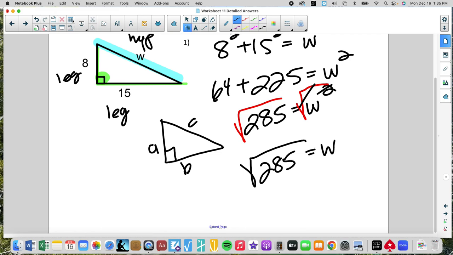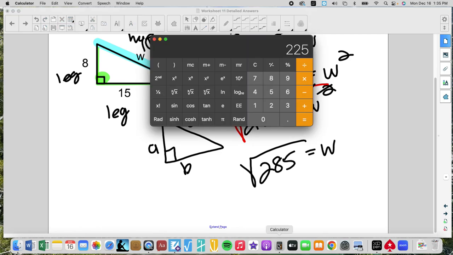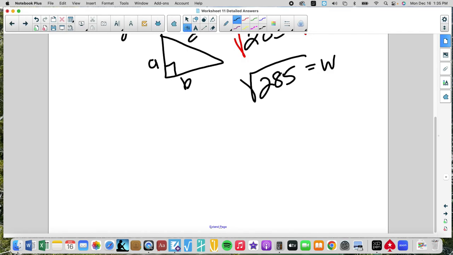Now, most teachers in most assessments do not want you to take the square root of 285, because that is an irrational number. You can't copy that number down. It never ends and it never repeats, and you would just be rounding, and we don't want to round. We want exact. So what you can do is break up 285.